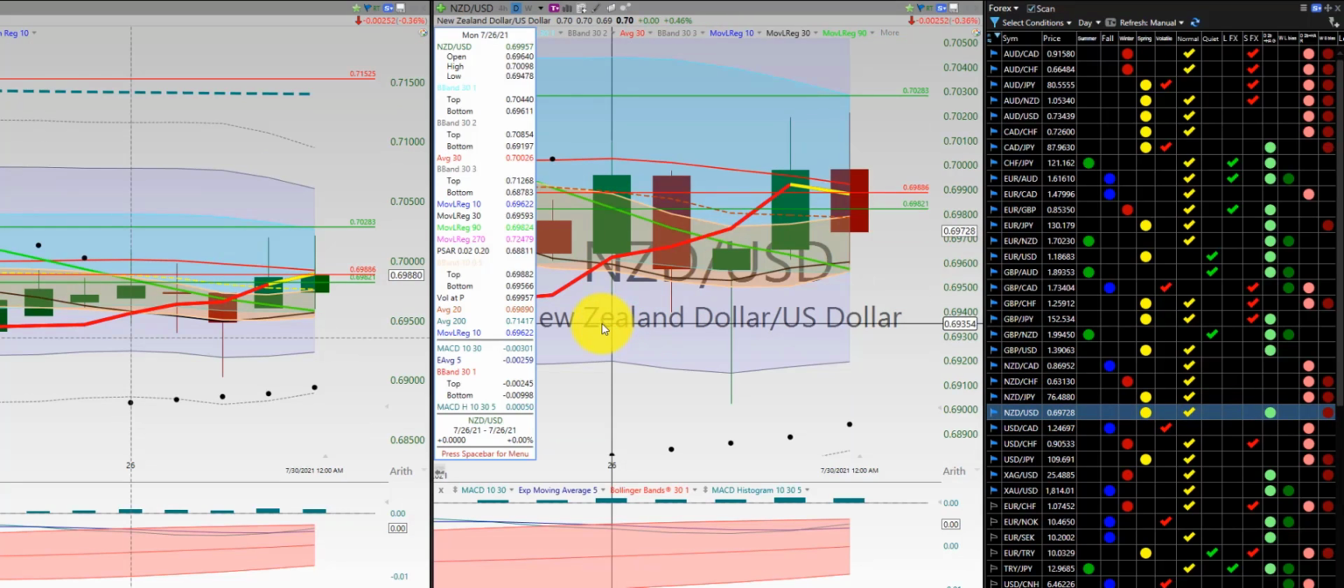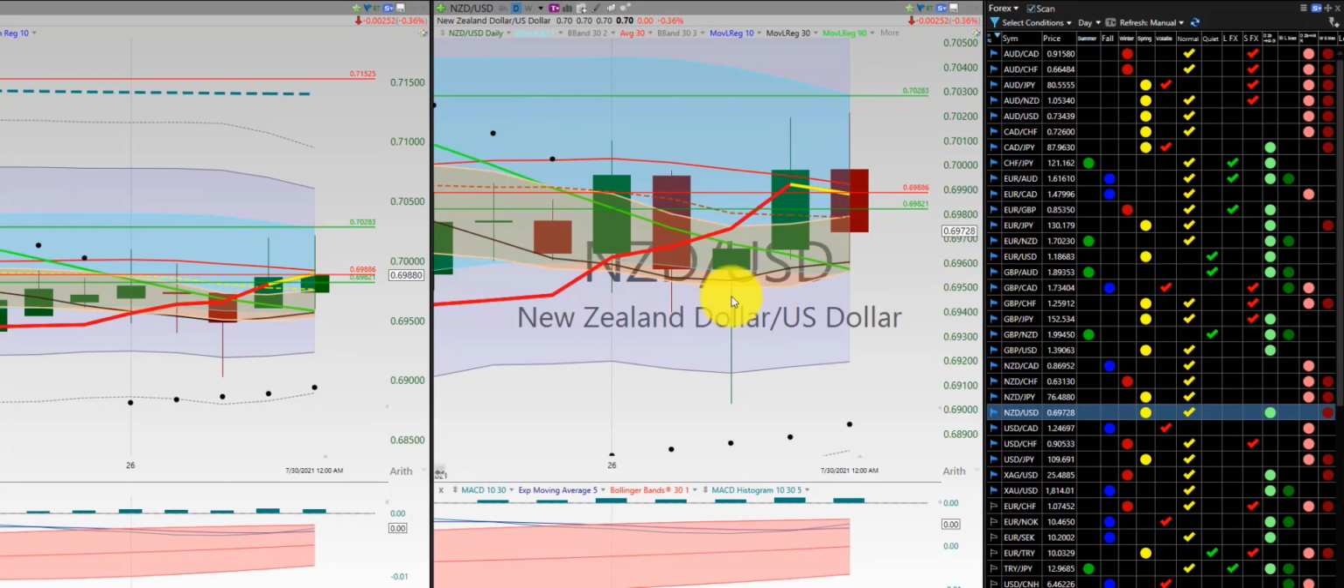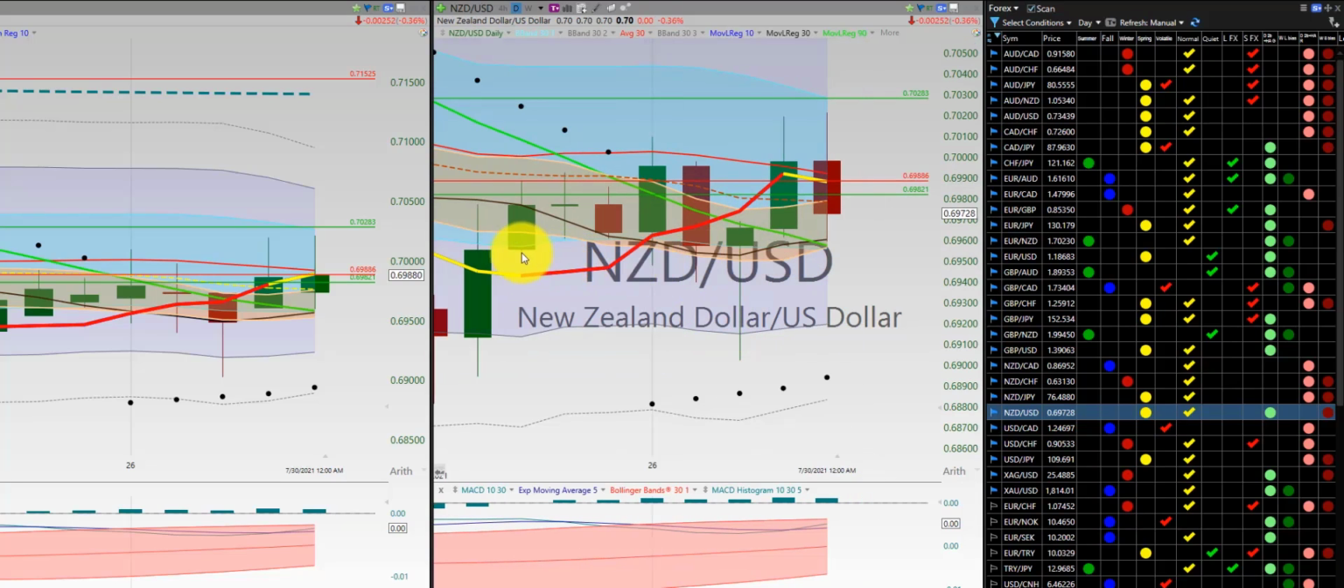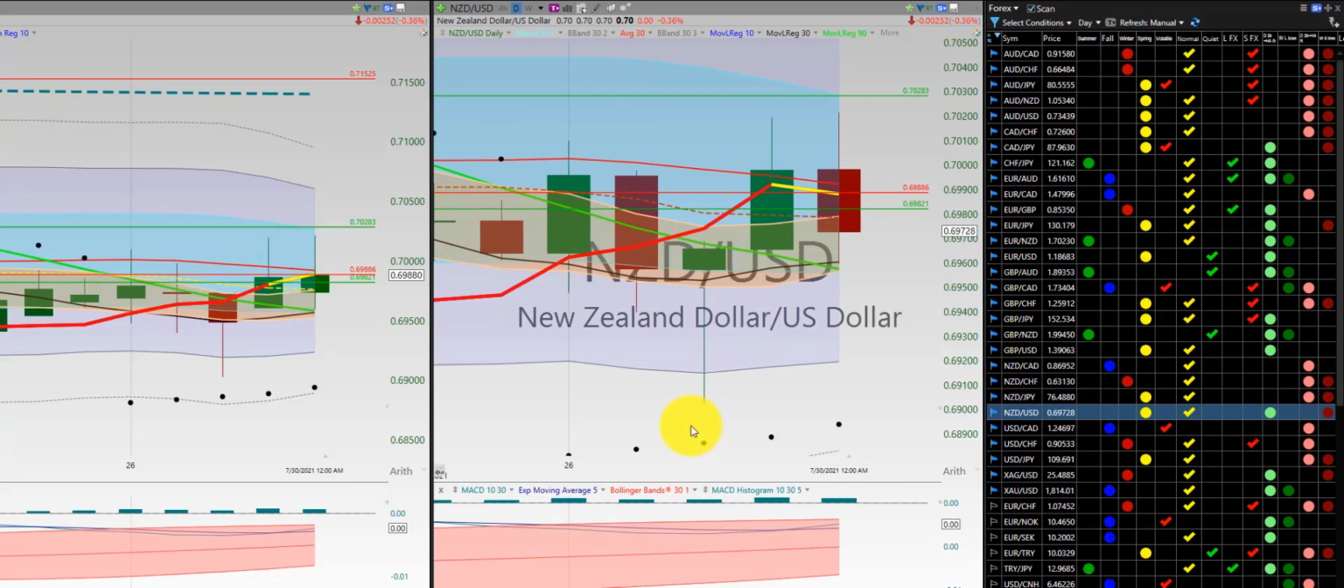New Zealand US dollar, initial trade here, out for a loss. No trade, beautiful hammer here. Look at that. And if it's below 5 candlesticks, anything above probably goes in the other direction. Anything below goes in the same direction.